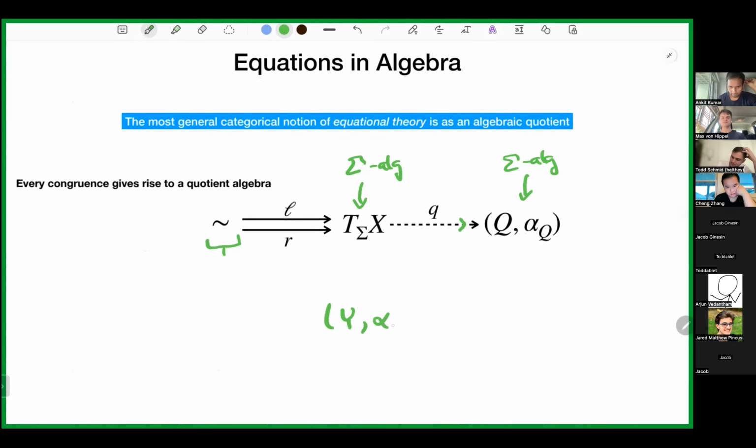Basically, an algebra Y with alpha satisfies this equational theory, which I've written with a tilde here, if for any homomorphism from the terms, which is each given by a variable assignment. So you could think of this as being like, for any variable assignment, this variable assignment factors through the quotient algebra.